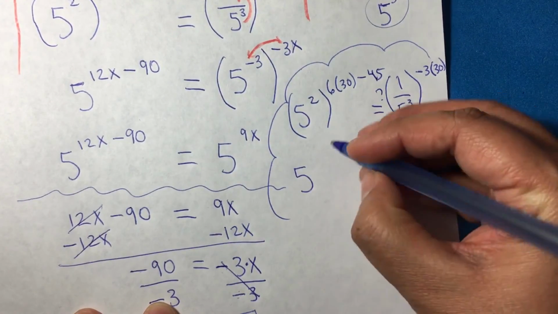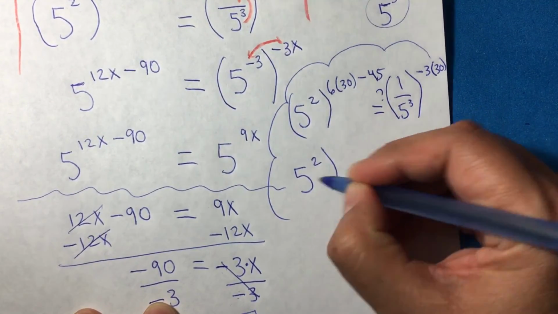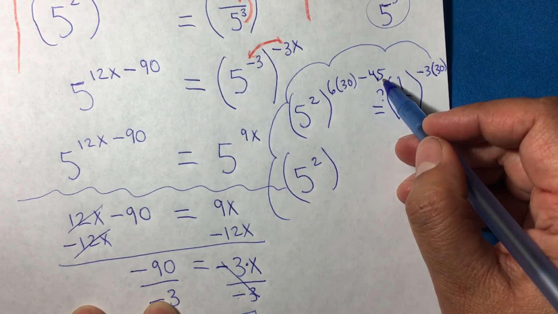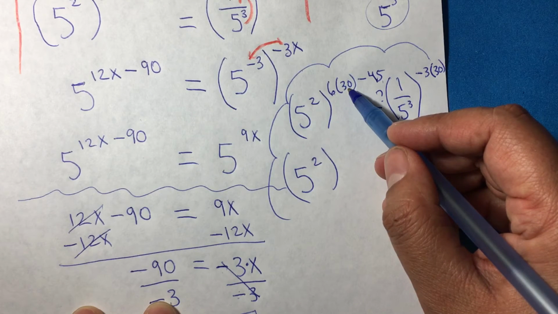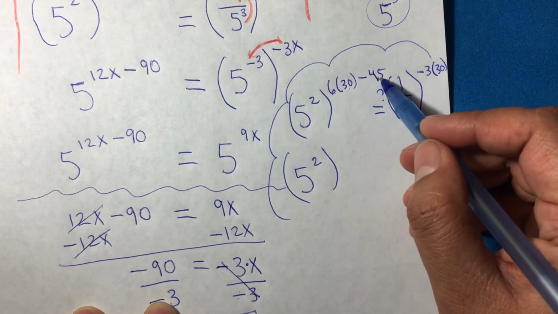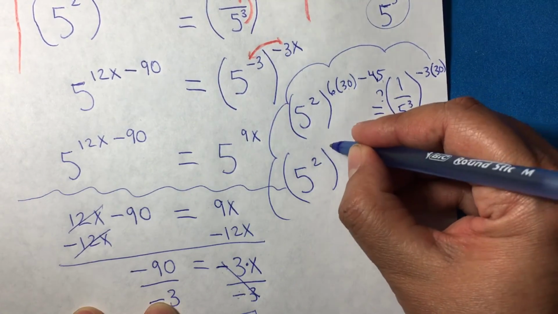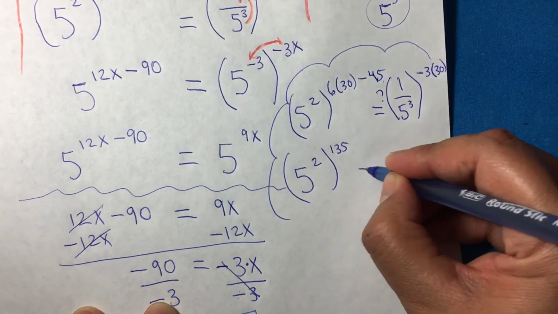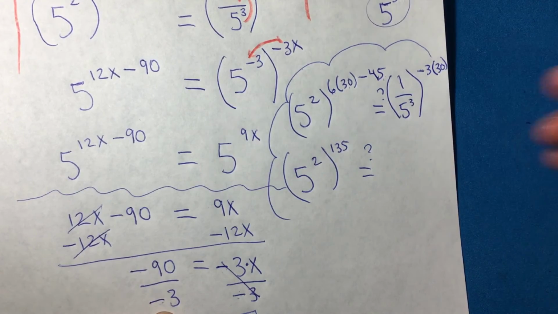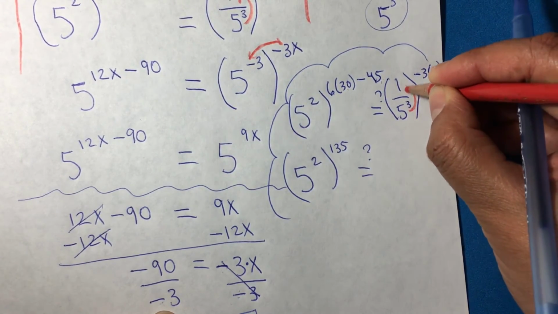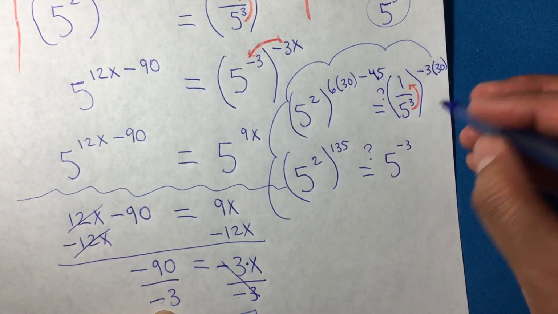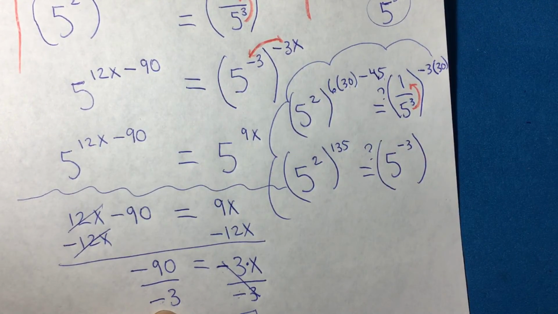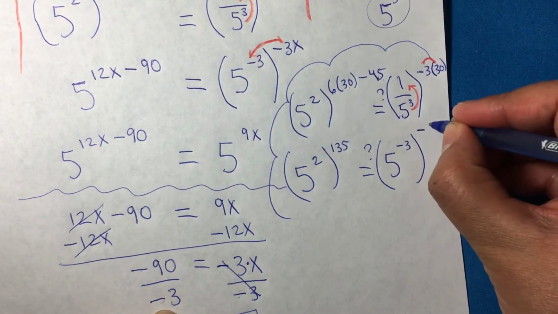We bring down the 5 to the second power. Let's get all of these together at the same time. So 6 times 30, that's 180. 180 minus 45, that's 135. Is it equal to, let's see, why don't we bring this up? And so we will have 5 to the negative third times, let's multiply this at the same time as well. Negative 3 times 30 is negative 90.